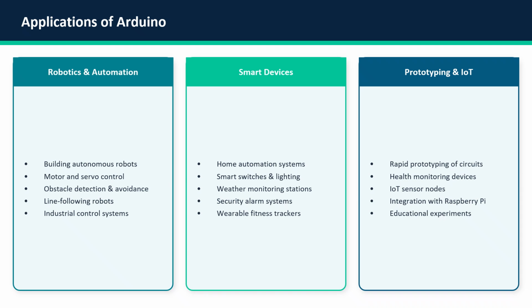Application of Arduino. Arduino is used in robotics and automation to build autonomous robots. In smart devices, for home automation systems, smart switches and lighting, security alarm systems, and also in wearable fitness trackers. Prototyping and IoT is also one of the applications of Arduino. It is used for rapid prototyping of circuits, in IoT sensor nodes, and in integration with Raspberry Pi. Educational experiments can also be done with it.